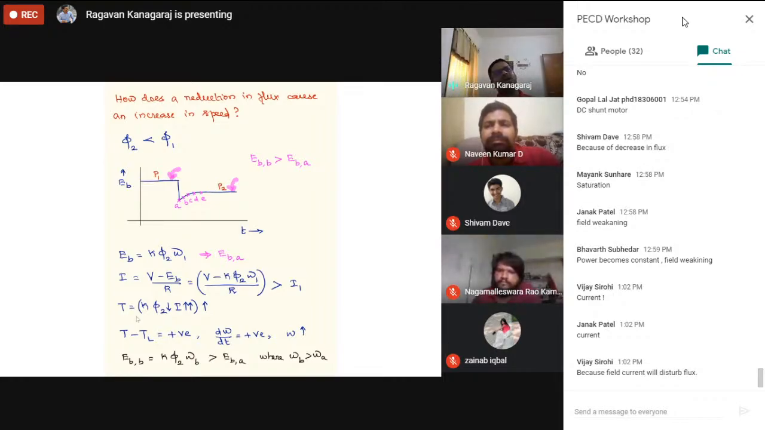Now, what will happen to torque? Suddenly, students say that torque will be constant. No. Reduction in flux, you see the percentage. Increase in current, see the percentage. The percentage of increase in current is more. That I have symbolically indicated by two arrow marks going up. That means the increase in current is more than the decrease in flux, as a result of which torque is more now, corresponding to the point A.